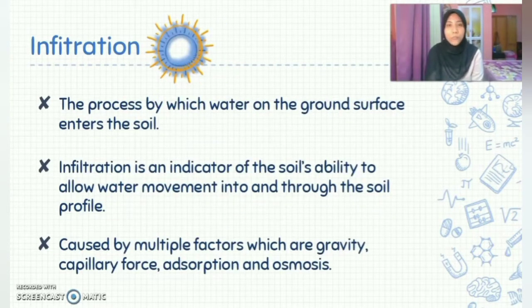When the precipitation falls as rain in the atmosphere, the water will fall on the ground. After that, the water on the ground surface will enter the soil. This process is called infiltration. Infiltration is an indicator of the soil's ability to allow the water movement into and through the soil profile. Infiltration is caused by multiple factors, which are gravity, adsorption, capillary force, and also osmosis.